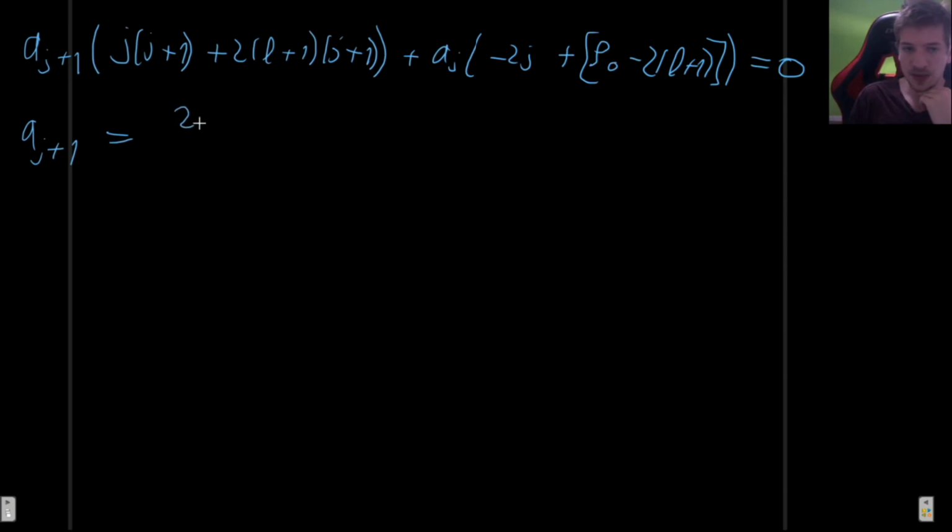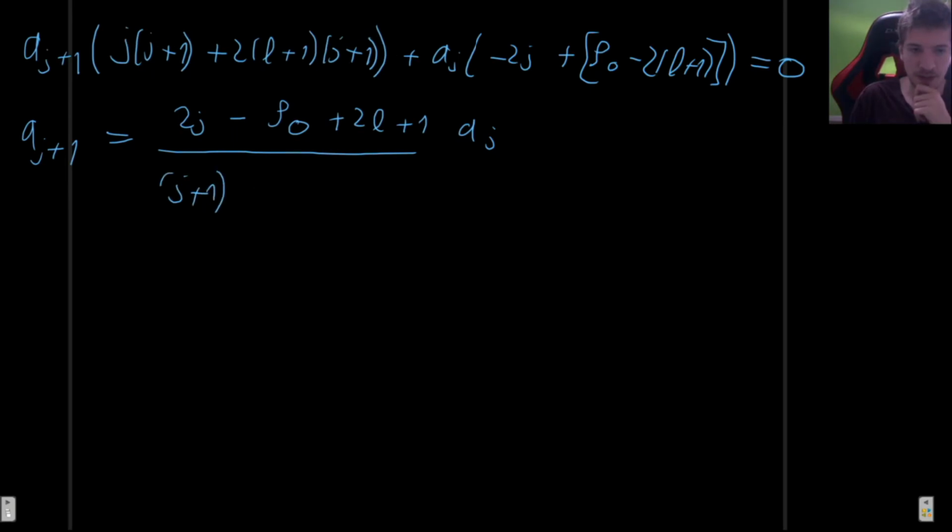When we do that, we're going to get 2j minus rho 0 plus 2l plus 1, and this will be multiplied by a_j. And in the denominator here, we can actually factor out j plus 1, because this and this is multiplied by j plus 1. So we get j plus 1 factor of j plus 2l plus 2. Okay, and this is actually going to be our recursion relation. We can write it a little bit cleaner here.